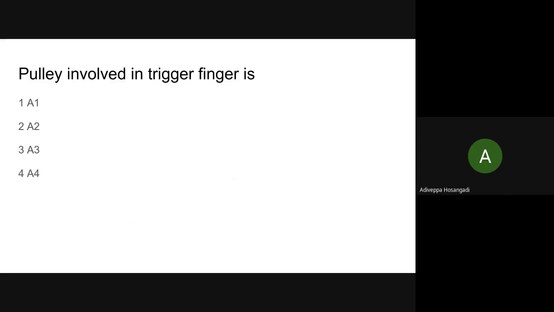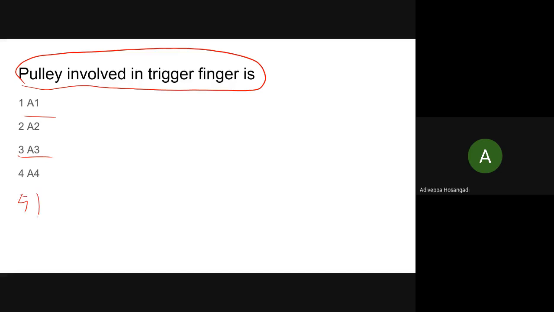One important thing is which pulley is involved in trigger finger. I was mentioning A1, A3, A5. A1 is at the MCP, metacarpophalangeal, then PIP and DIP. Which pulley is involved? A1. Which pulley do you think is involved? A3, sir. No, no, A3, no.